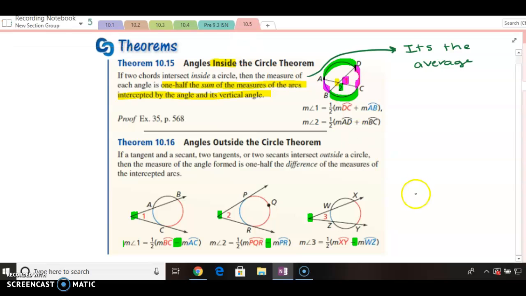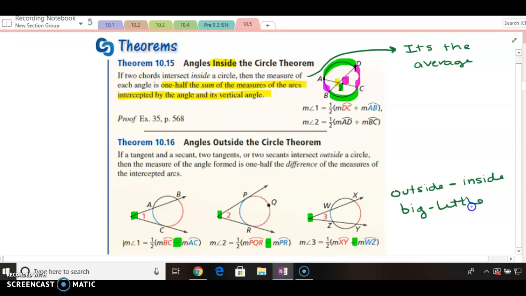And it's going to be the outside arc minus the inside arc. Or you could do the big minus the little, okay? That's what's in parentheses here. And you're still going to multiply it by 1/2. All right, this will make more sense after we do a couple of examples, so let's get to the examples.